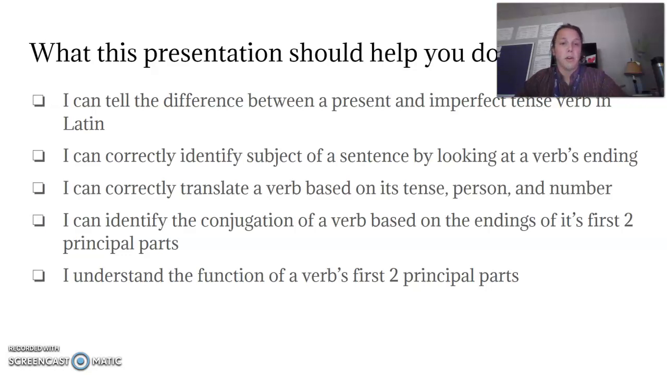That you can correctly translate a verb based on its tense, person, and number, whether it is first, second, or third person, singular, plural, present, imperfect tense. That you can identify the conjugation of a verb based on the endings of its first two principal parts. This is definitely something my students from last year had no practice in, which is totally fine. It's not a very complex concept, and it's nothing to stress about, but it is going to be new information for a lot of you. And that you understand the function of a verb's first two principal parts. Once again, this is something that my class last year did not really focus on a lot. So if you're from Hodges Latin 1, that'll be new information as well.